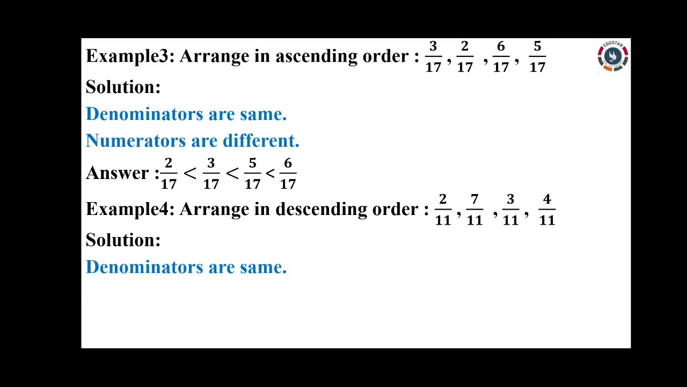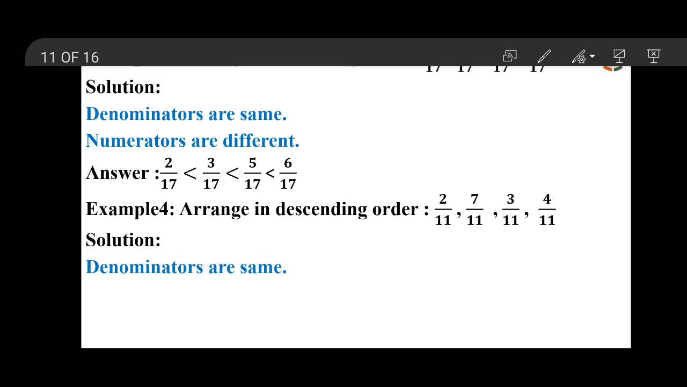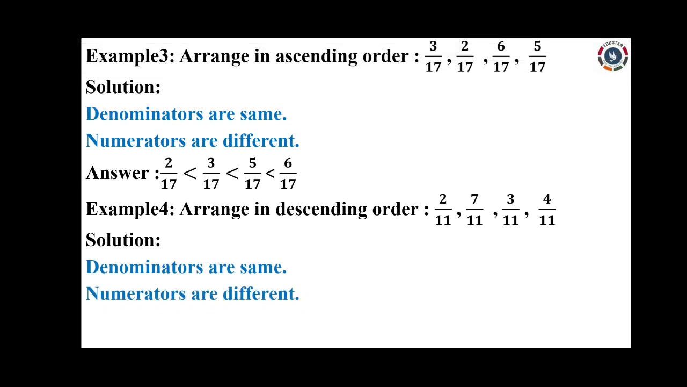So, we have to arrange the numerators in descending order. Descending order means we have to arrange the numerators from big to small. So, 7, 4, 3 and 2. According to that, arrange the fractions also. 7 by 11 is greater than 4 by 11, which is greater than 3 by 11, which is greater than 2 by 11.